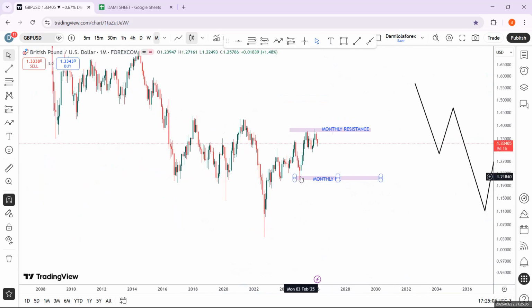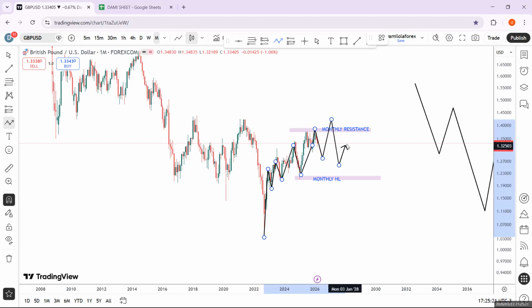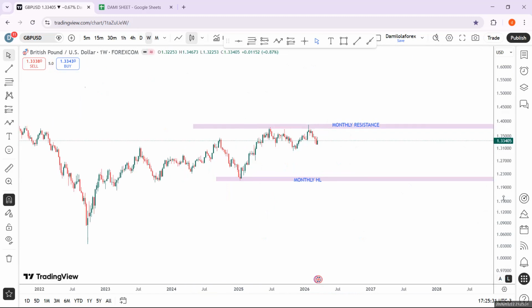Because the change of character has not happened, our bullish move is still very, very active, and GBP USD is still a very, very bullish pair. Any sell is a retracement, any buy is in the direction of trend, up until a change of character eventually happens. Okay, so now that we've understood that, we understand that GBP USD is very bullish. We'll now take it to the weekly time frame.